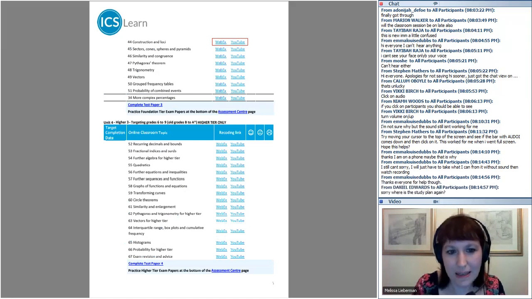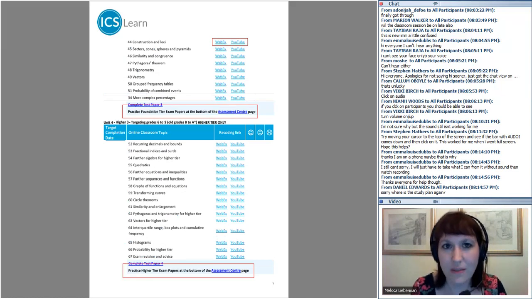I've also put in links to practice exam papers at the end of each section. So when you finish Unit 3, you'll be able to practice foundation tier exam papers. When you finish Unit 4, you'll be able to practice higher tier exam papers. So allow yourself roughly 6 months to a year to work through all of that.